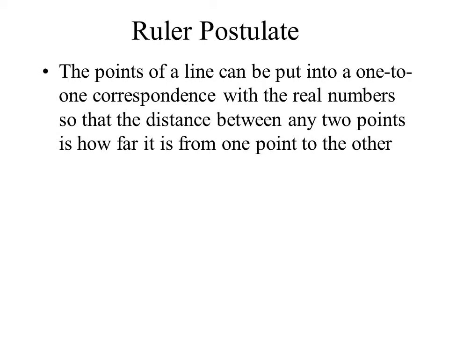The points of a line can be put into a 1-to-1 correspondence with the real numbers so that the distance between any 2 points is how far it is from one point to another. Well, that's a lot of words, but let's see what this really means.